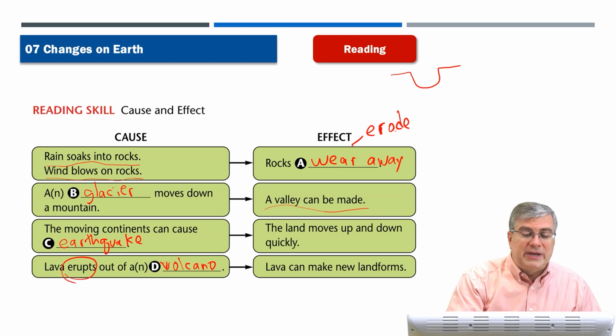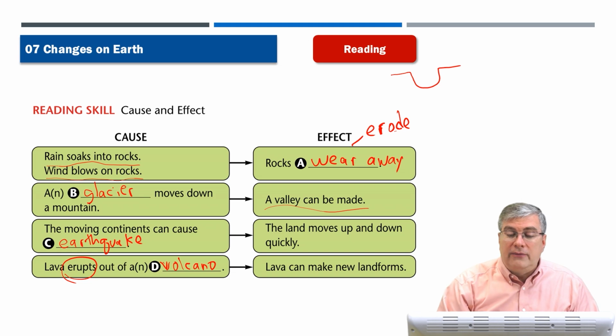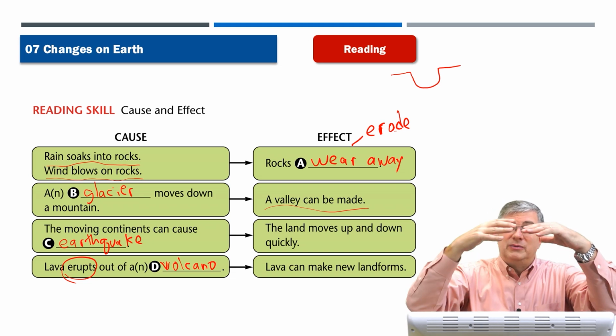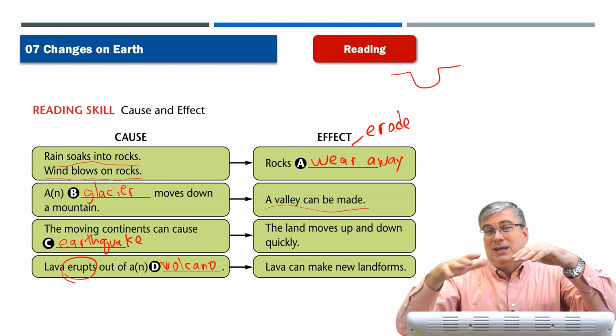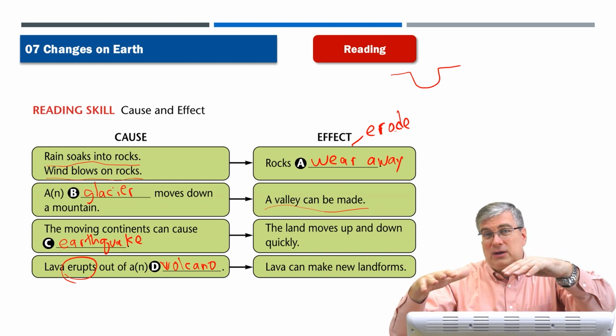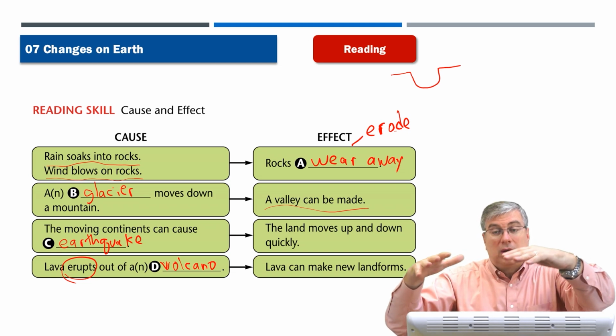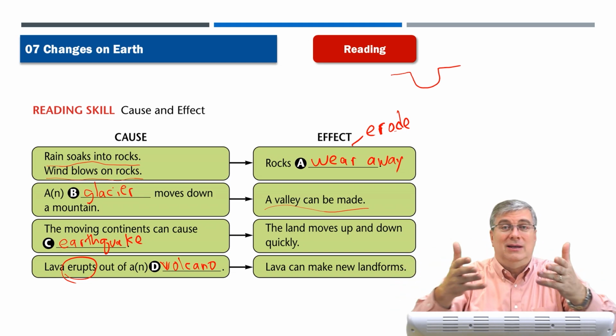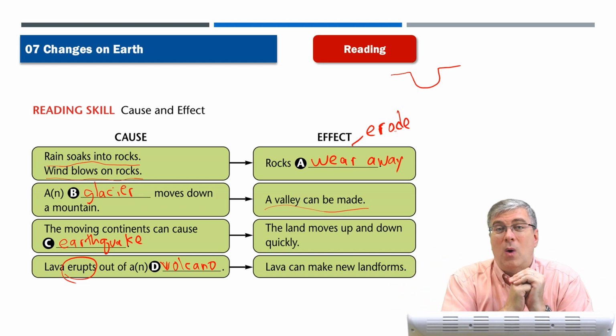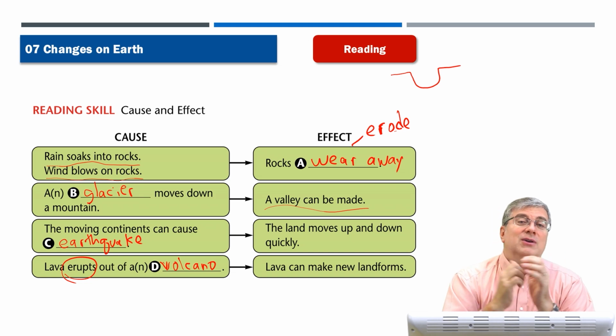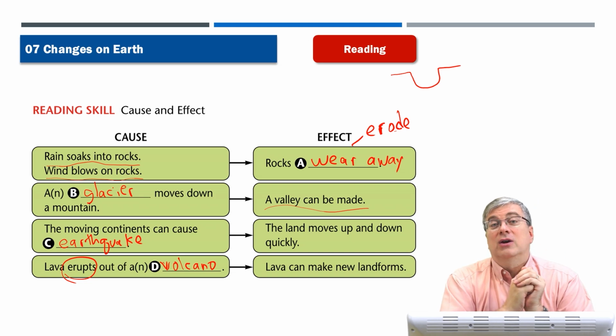So lava erupts out of a volcano, and lava is molten rock, right? It comes out, it causes a lava flow, but it's cooling. And if it cools enough, it'll stop and create more land, right? It could create a new island, like the islands of Hawaii. So very interesting. Yeah, if you do get a chance, go to Hawaii and look at the active volcanoes.